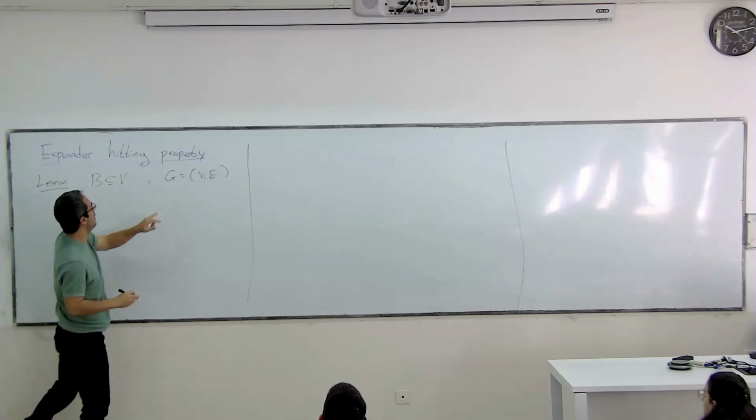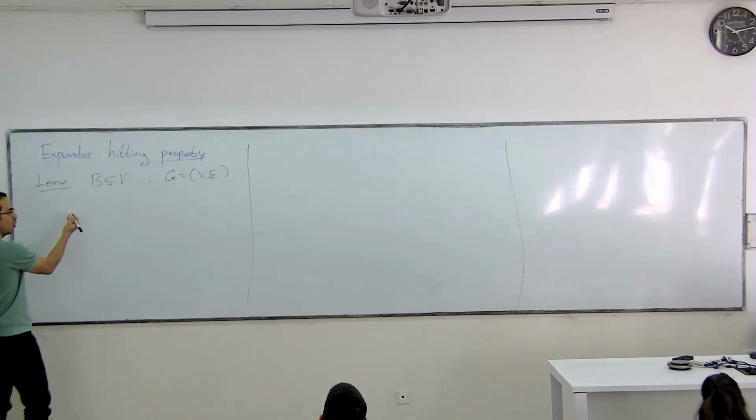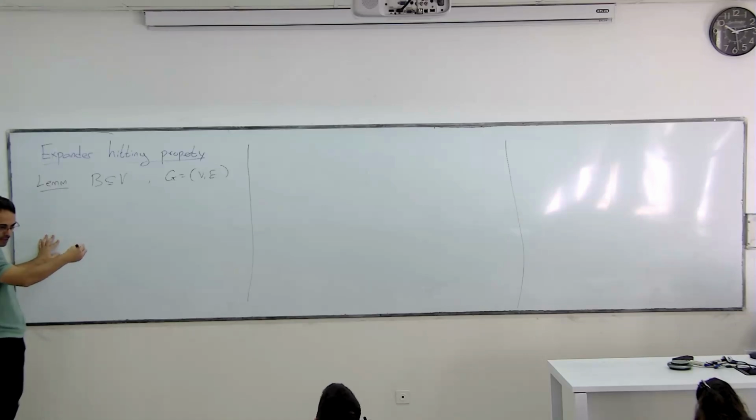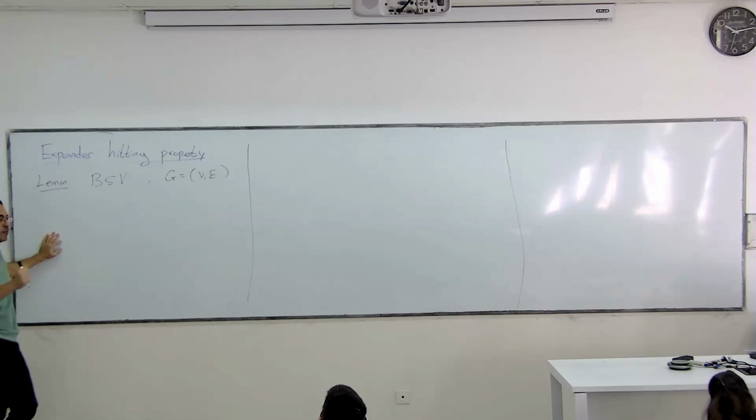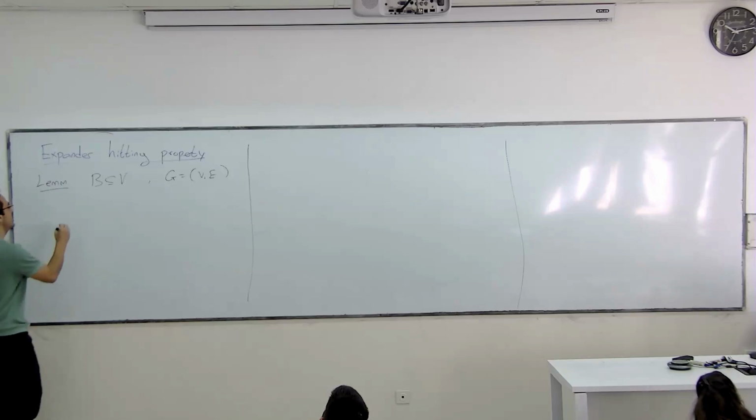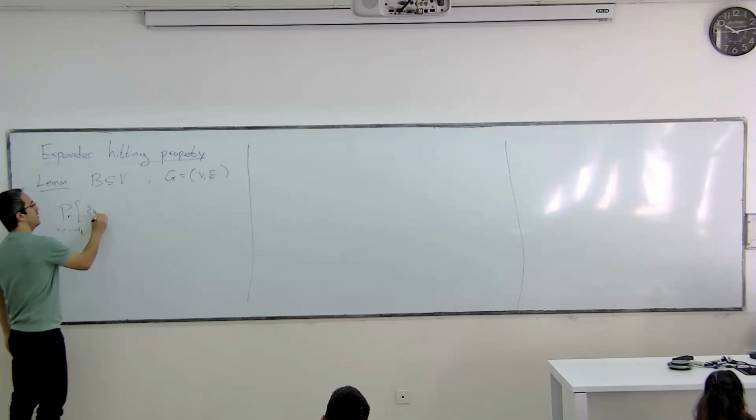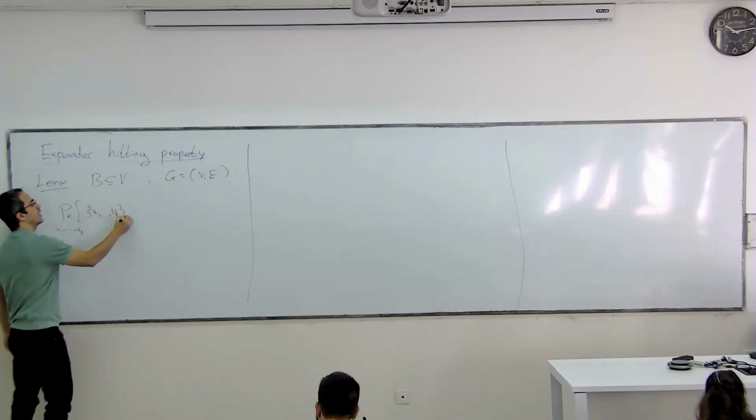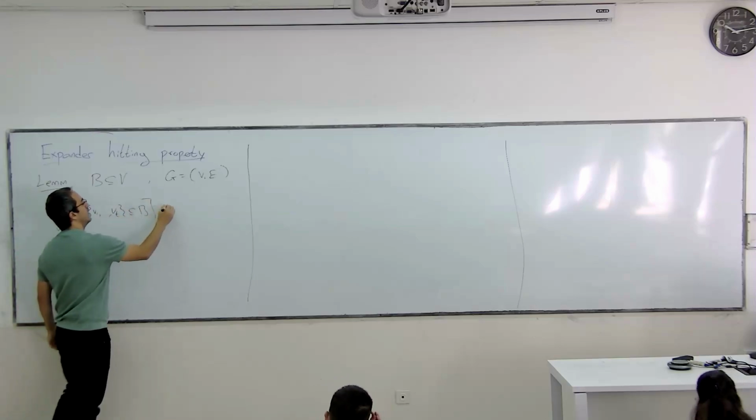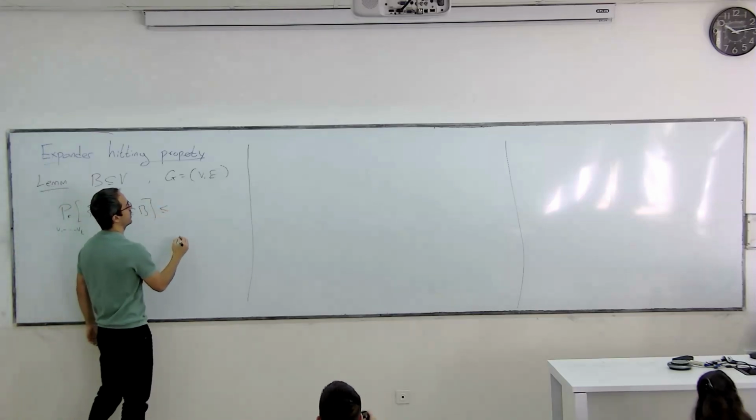But if you take a subset of the vertices and you take a random walk in this graph, so the first vertex is chosen uniformly at random from the vertex set, and every other vertex is chosen uniformly at random from the neighbor set of the previous vertex, then what we claim is the probability that the random walk, say a length t random walk in vertices, that all of these vertices lie in B is at most, okay.